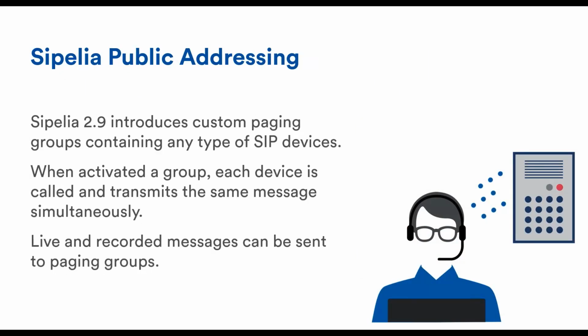So Sepelia 2.9, which was launched alongside Security Center 5.9 in January, allows you to set up custom paging groups. Custom paging groups can contain any number of SIP devices supported by Sepelia. Once a paging group is created, you can activate it using the normal contact book found in the security desk. When activated, each device in the group will be called and will receive a message that is broadcast simultaneously. This works with both live and recorded messages.